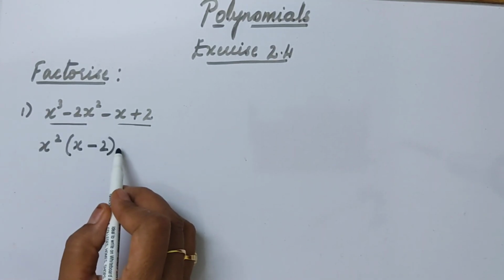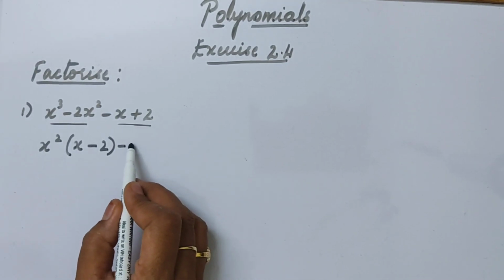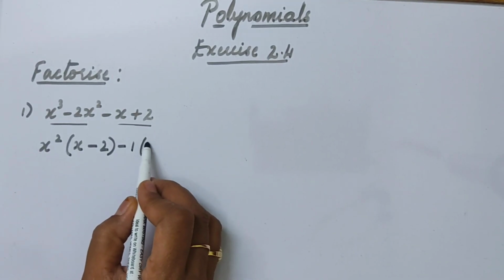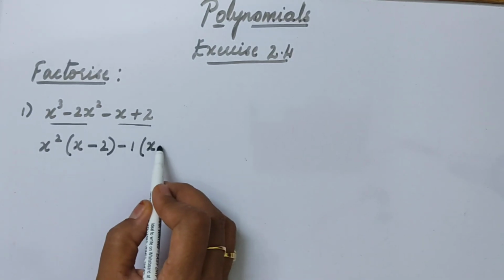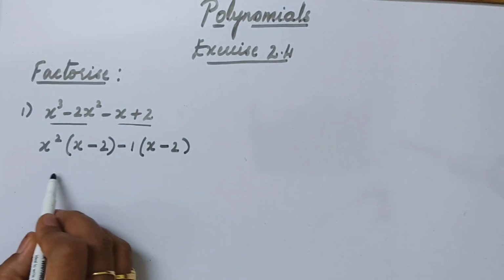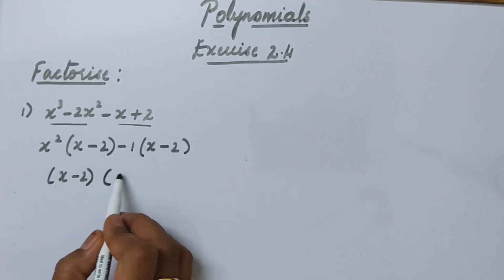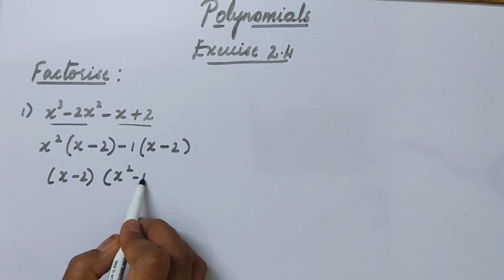Now next we have minus sign here. In these two, nothing is common. We just take 1 here. 1 into x, minus into plus is minus 2. Now you can see that the bracket is common. Now the leftover term is x square minus 1.